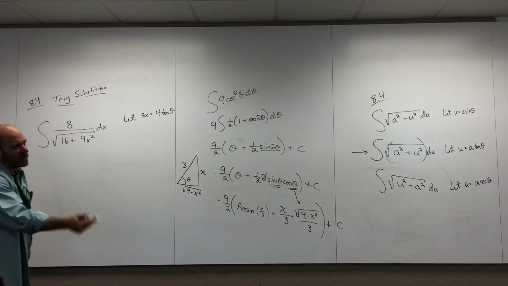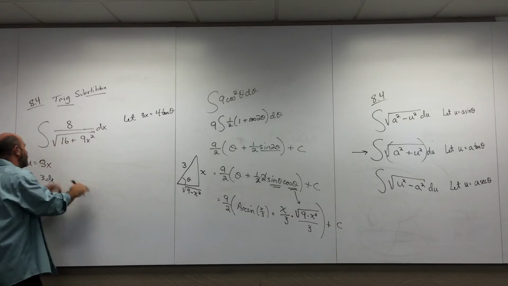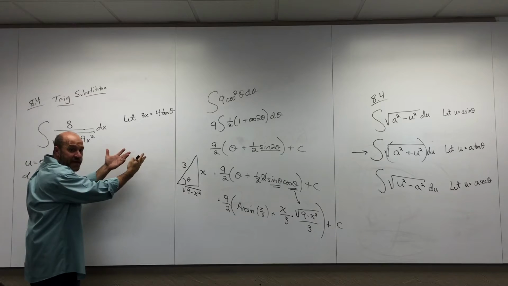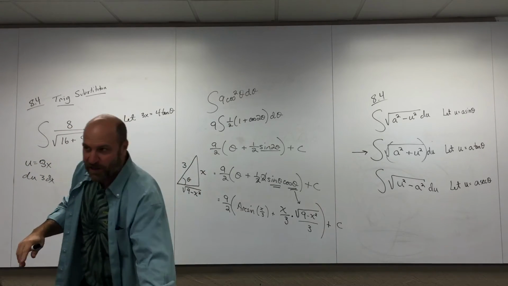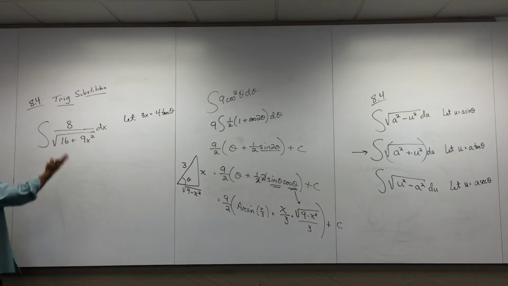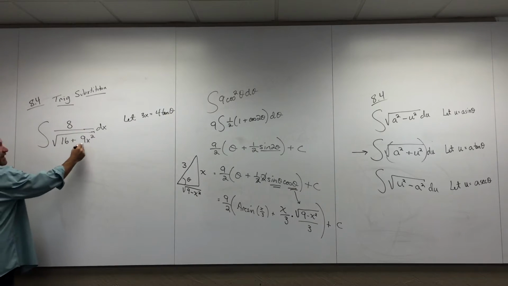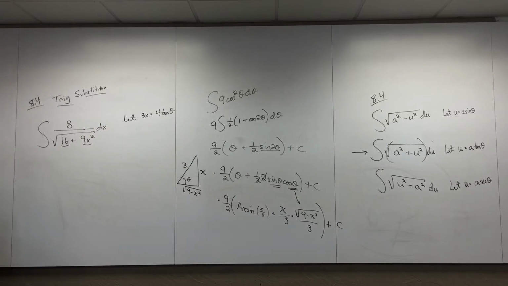I don't bother to call something u. I don't really want to say u is 3x, so du is 3dx, turn this into u, then do a trig. You with me? I'm not doing that. I'm just temporarily calling it a u to fit the formula, but I'm not doing a u substitution. I'm doing a trig substitution. That's my u squared, that's my a squared, and there I go.